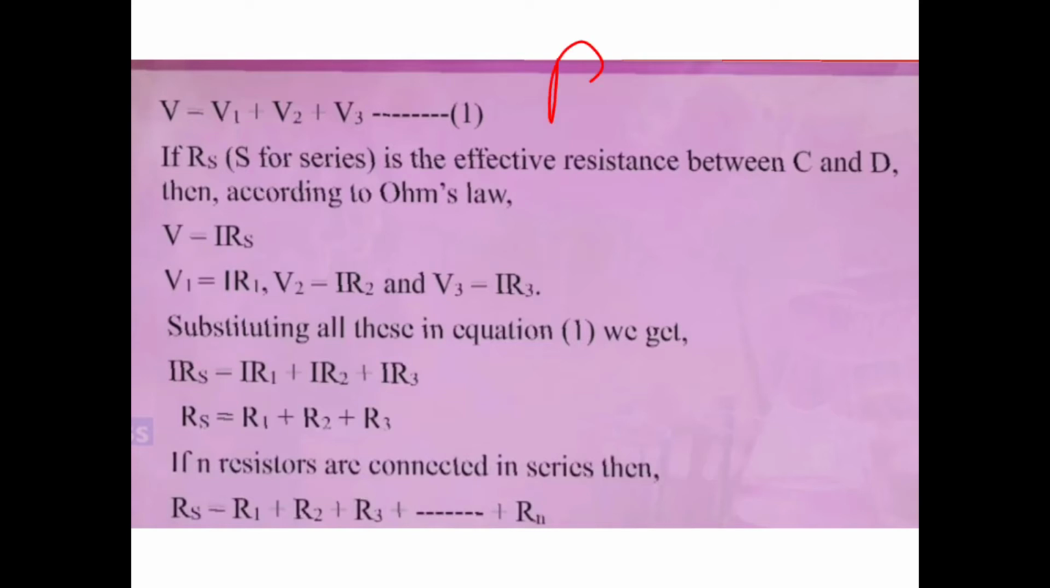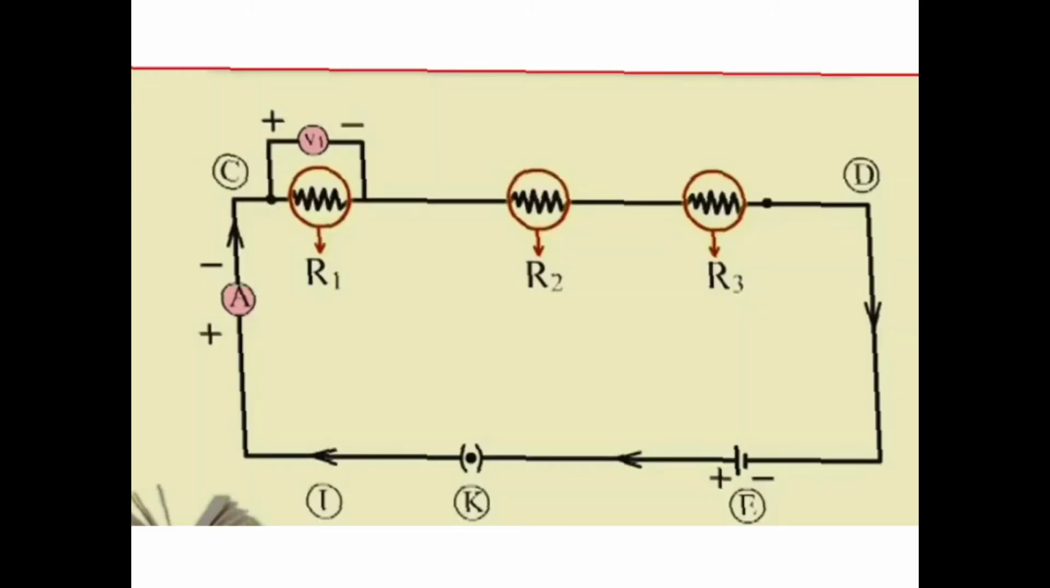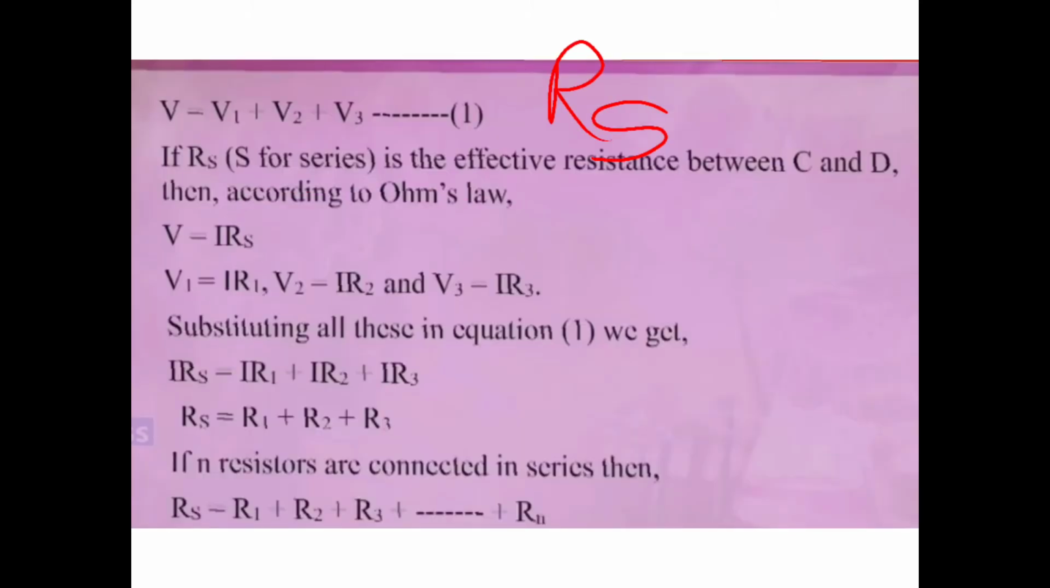Now what is the effective resistance? As they are connected in series, what do you mean by series? एक के बाद एक. They are continuously in line. You see in the diagram, it is continuously in line. This followed by this, followed by this, right? So that is called the series combination.